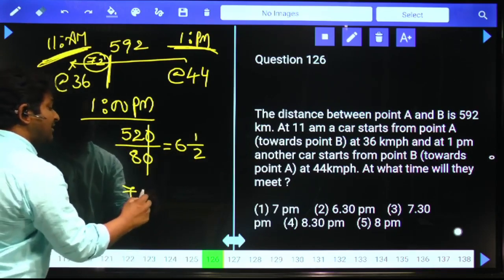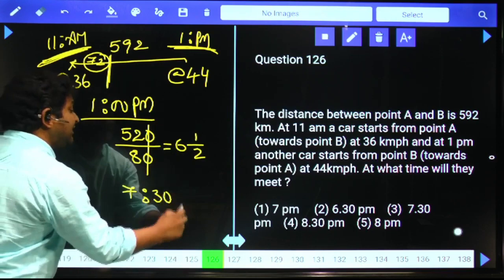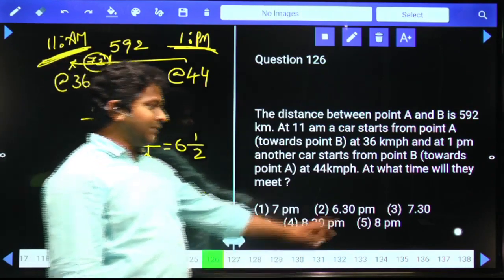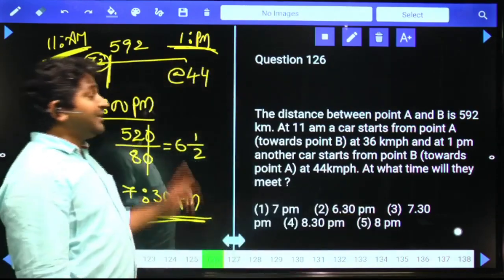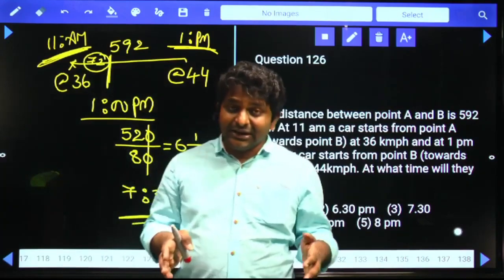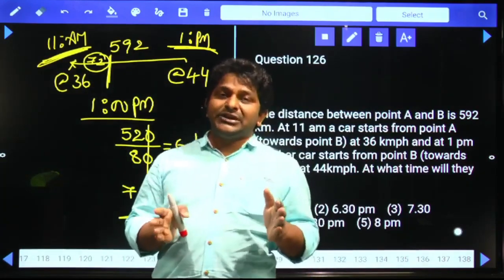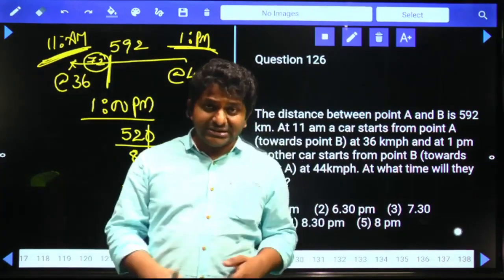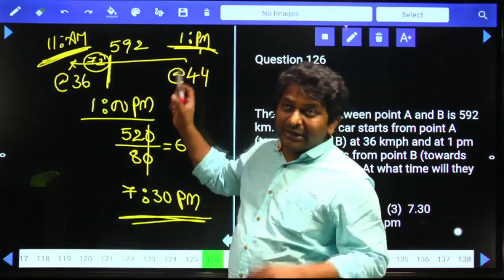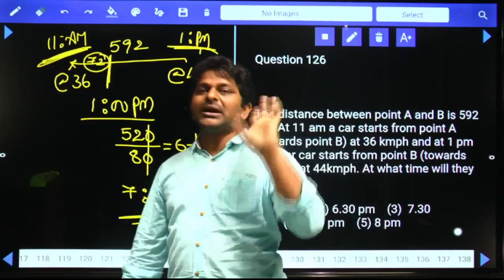So the time becomes 7:30 p.m. At 7:30 p.m. both will meet each other. That is third option. For these type of questions, we need to make sure the condition is true always. That is, take the position of both the trains or both the cars or both the persons at starting time of the second one.